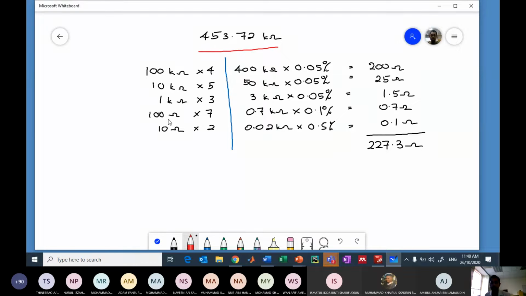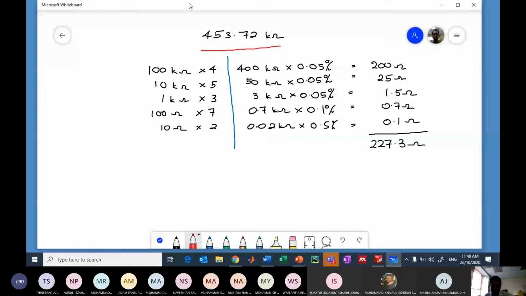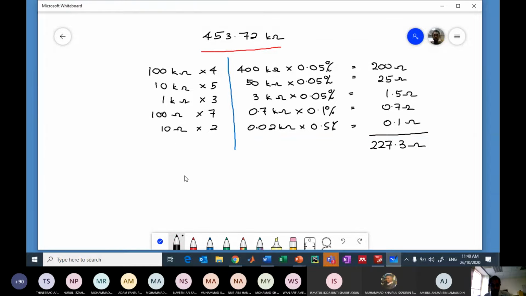So now we can calculate to find the percentage of error or percentage of tolerance. Okay, Aisha understands, so hopefully the others understand too. So we have 227.3 divided by 453.72. This one is ohms, this one is kilo ohm. So for units, please be careful. Don't miss out the kilo, or you miss out something. And then you multiply by 100%.